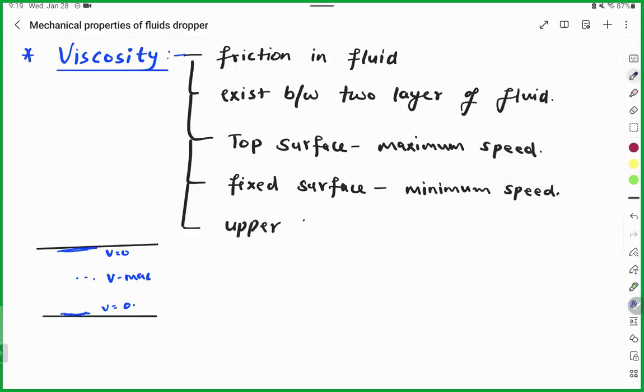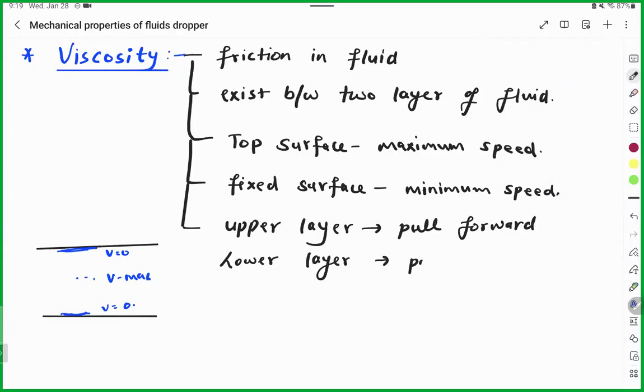Upper layer pull forward, and lower layer pull backward. This type of flow is known as laminar flow.